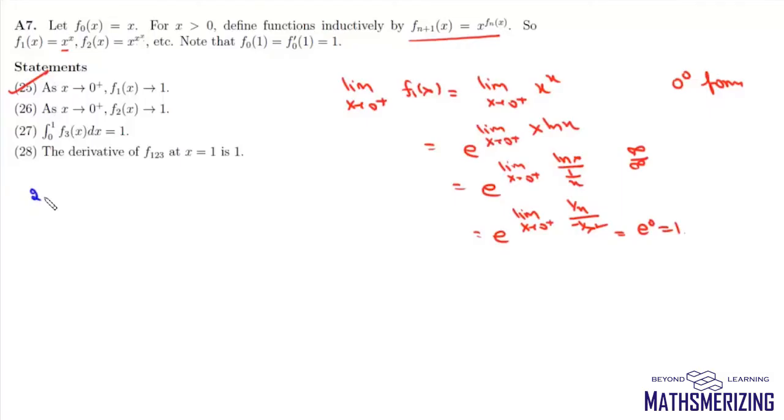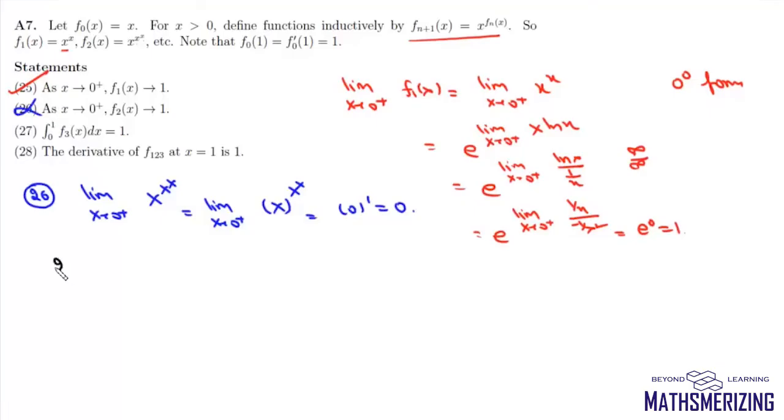Now we look at the limit for 26, which is limit x tends to 0 positive, x to the power x. Now we know that the limit x tends to 0 of x to the power x is 1. So it will be the value 0 to the power 1, and 0 to the power 1 is 0. That means statement 26 is incorrect.